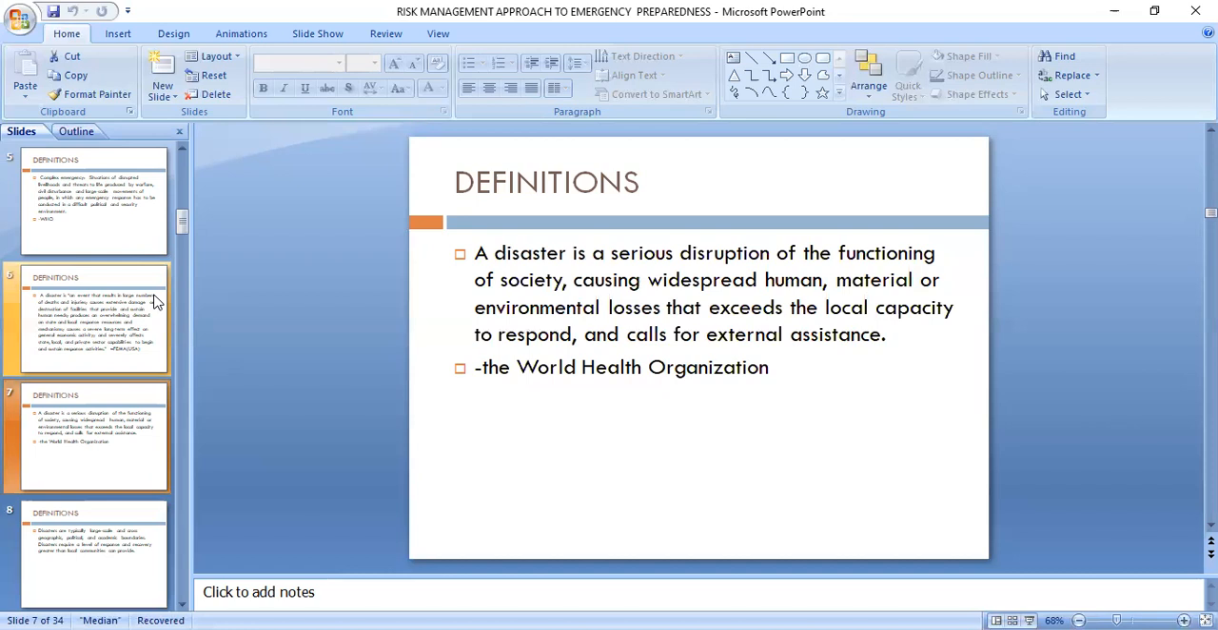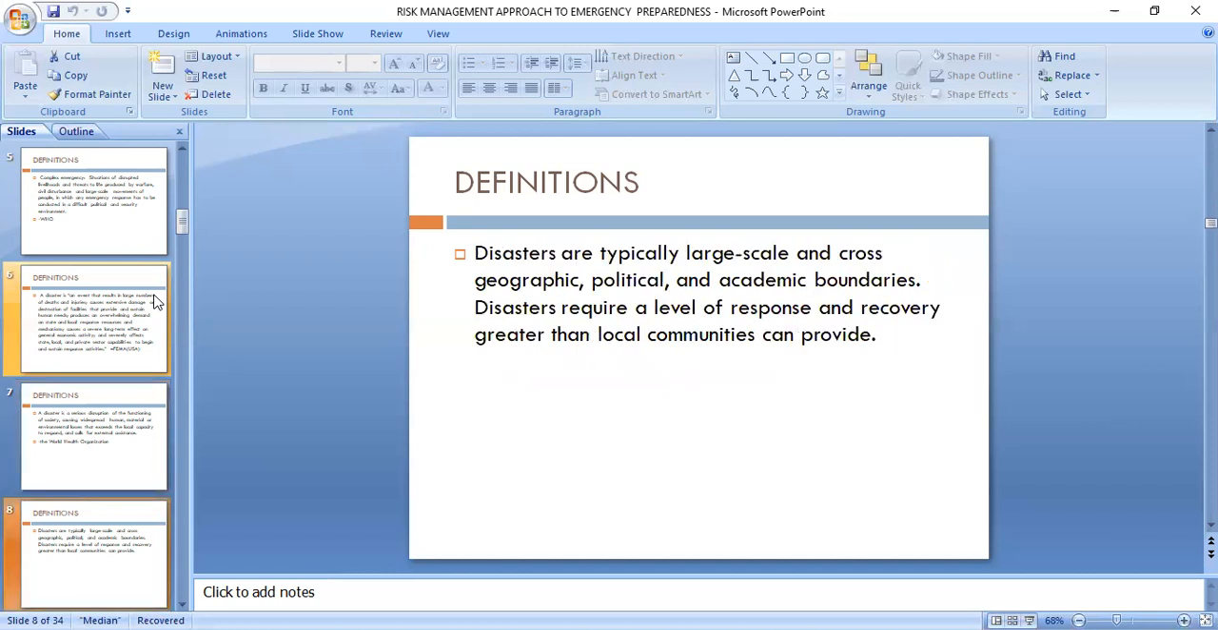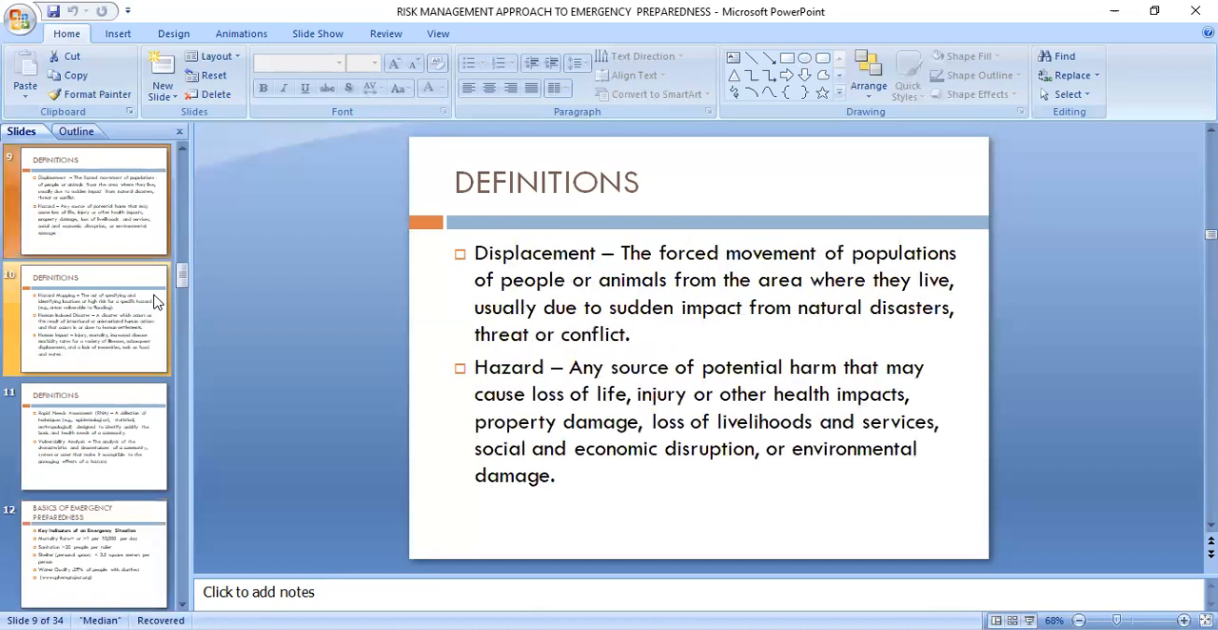So a disaster is a serious disruption that incapacitates the affected community from being able to respond locally. So they will need external assistance. And disasters are normally large scale, often across geographical, political, and academic boundaries. So you can have something happening in one country, and before you know it, three surrounding countries are already affected by that disaster. We also have displacement.